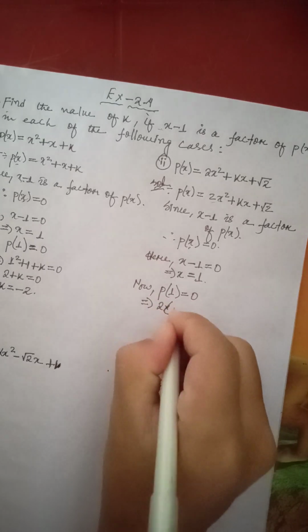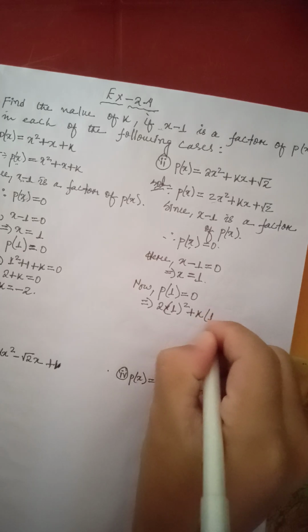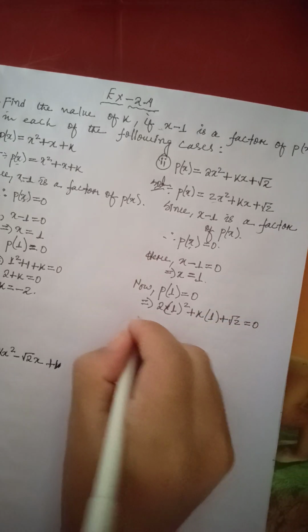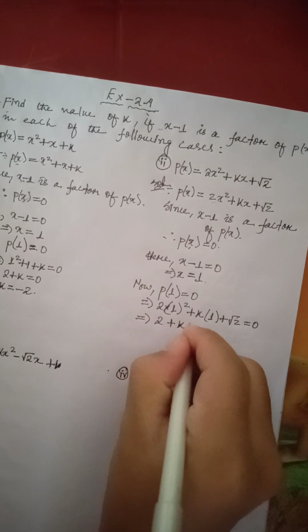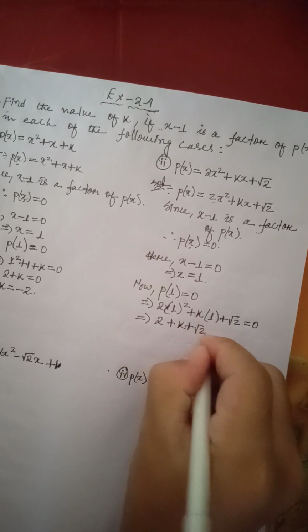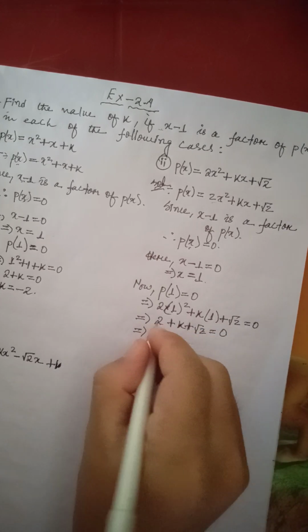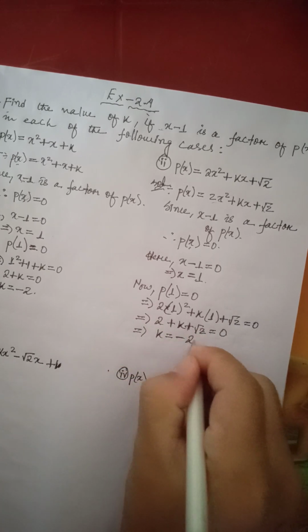2 times 1 squared plus k times 1 plus root 2 equal to 0. Now 2 into 1 squared will give you 2, and k times 1 will give you k, plus root 2 equal to 0. And if you move this 2 and root 2 to the other side, then it will become minus 2 minus root 2.